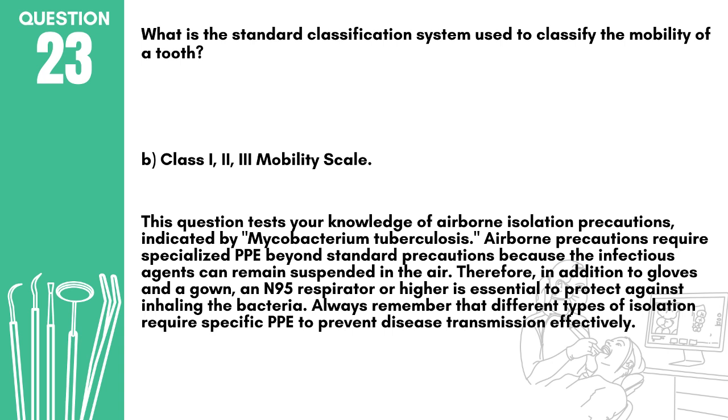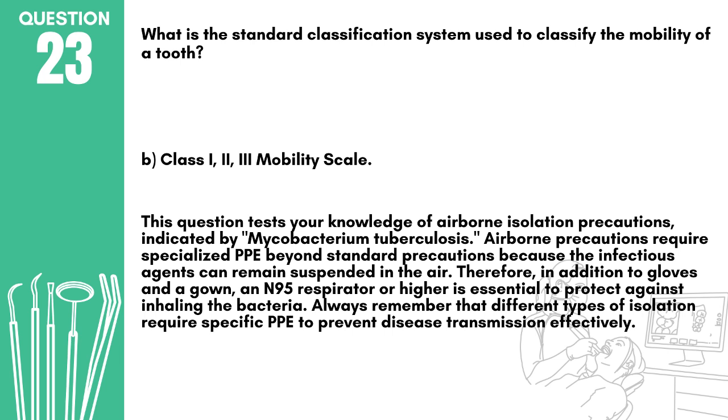Answer: B. Class 1, 2, 3 mobility scale. This question assesses your knowledge of basic periodontal charting and diagnostic terminology. The keyword "classify the mobility of a tooth" points to a specific clinical assessment. Tooth mobility is classified using a standard scale of Class 1, Class 2, or Class 3. Class 1 indicates slight mobility, Class 2 moderate, and Class 3 severe mobility, often with vertical or horizontal displacement.